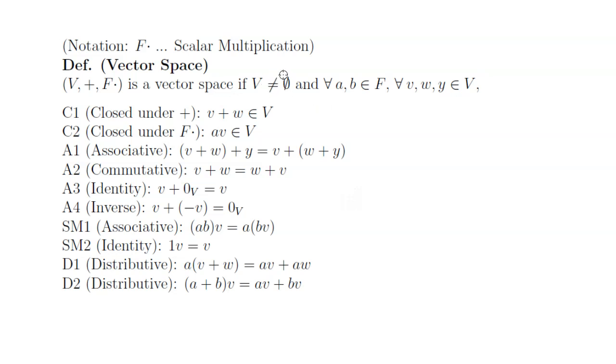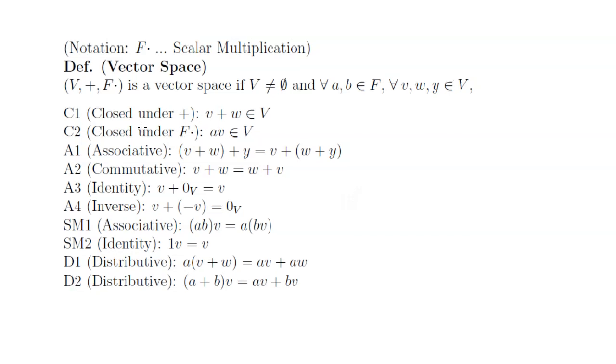So non-empty, we got that. And for all scalars, a and b, from a field, and three vectors, v, w, and y, the following rules hold. It has to be closed under addition. If you add vectors up, you should stay in that set. And also it has to be closed under scalar multiplication. So if you multiply by a scalar, vectors should stay in that space.